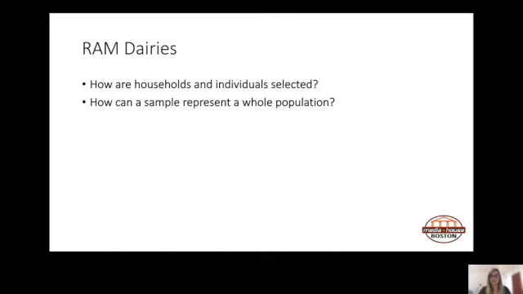So how can a sample represent a whole population? Obviously, it's impossible to survey every single member of the population in order to get a directly accurate idea of the listening habits of the entire country, as we are just under 60 million at this point.